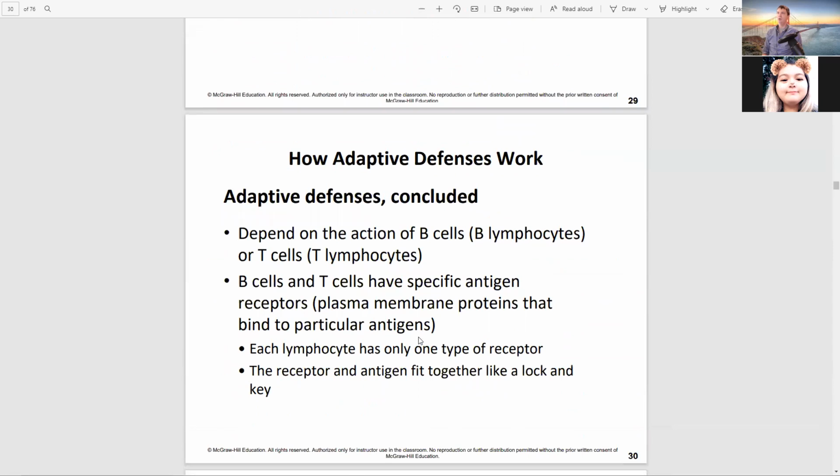So how does this work? It depends on the action of B cells or B lymphocytes, and T cells or T lymphocytes. So B cells and T cells have specific antigen receptors, which are plasma membrane proteins that bind to particular antigens. And so each lymphocyte has only one type of receptor. The receptor and antigen fit together like a lock and key.